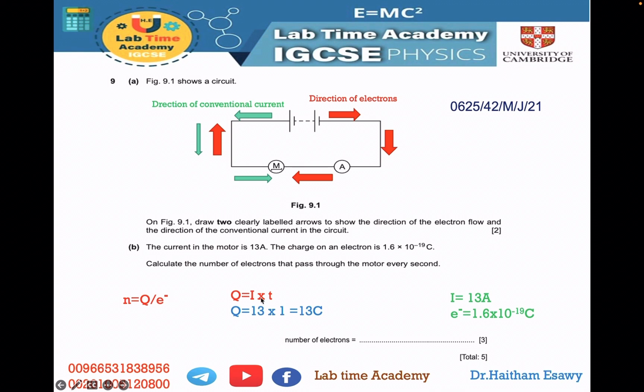Q equals I times t. As you know, Q equals the electric current, which is 13, times the time. He said every second, so t equals 1 second, and Q equals 13 coulomb. So N equals Q, which is 13 coulomb, divided by the charge of the electron, which is 1.6 times 10 to the power of negative 19, equals 8.1 times 10 to the power of 19. That's it.